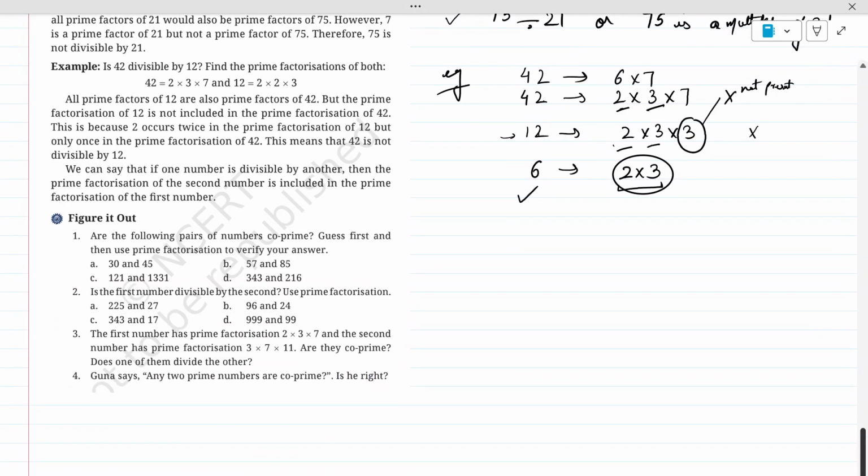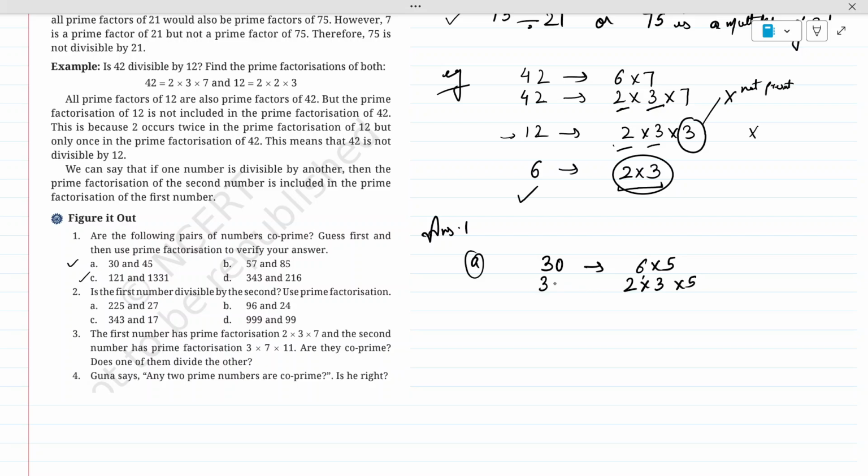Now we have figured it out for this exercise. Are the following pairs of numbers co-prime? Guess first and then use prime factorization to verify your answer. So answer 1, I'm taking two parts, A and C. A and C will do, these two are homework. So first of all, we have 30. We will write down the prime factorization of 30. 6 into 5 will give us 30, right? Now I will break this 6 further, 2 into 3 into 5, right?